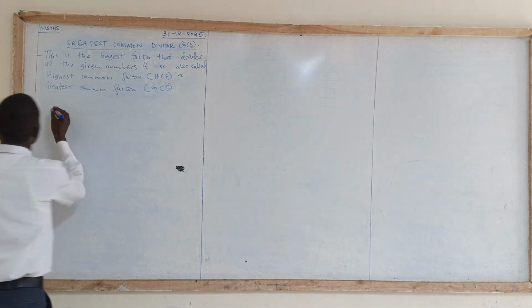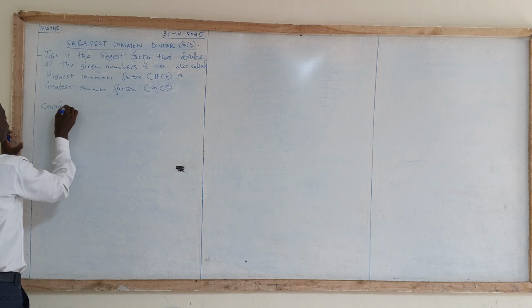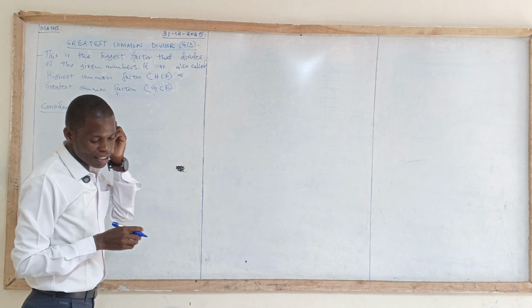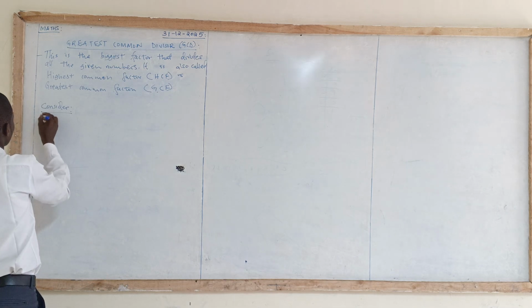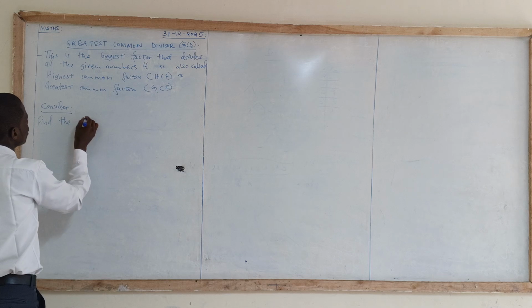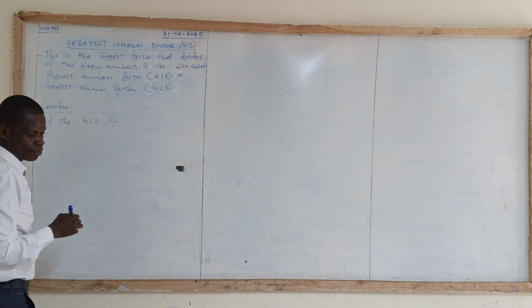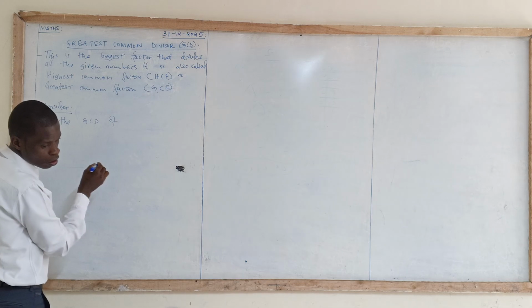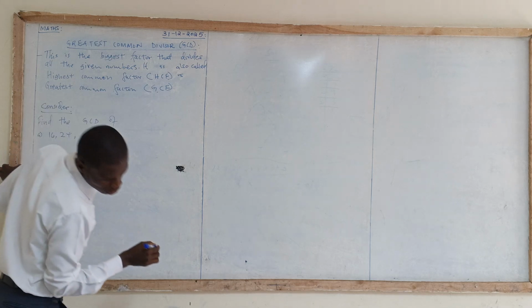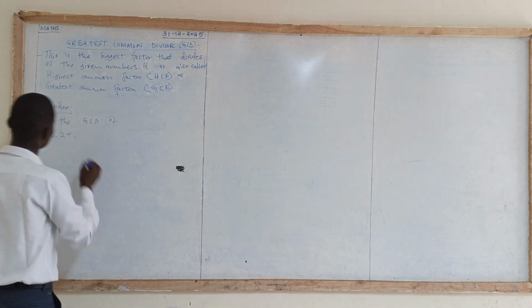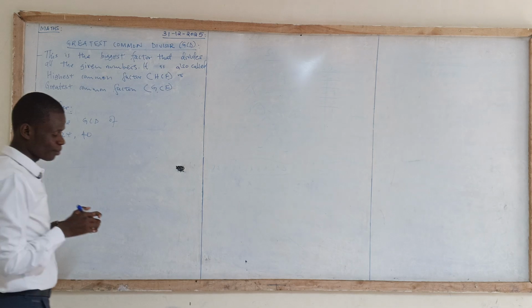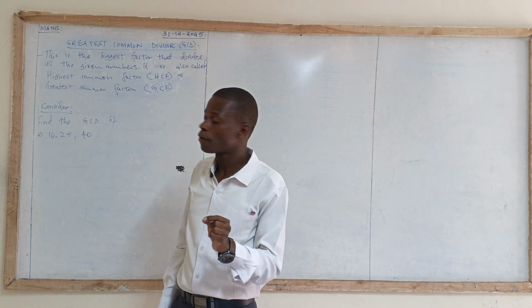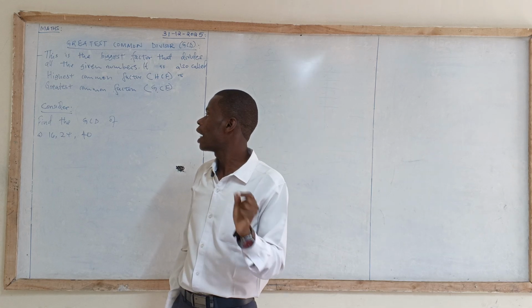Good. Consider an example here. Find the GCD of A, 16, 24 and 40. Find the GCD of 16, 24 and 40.